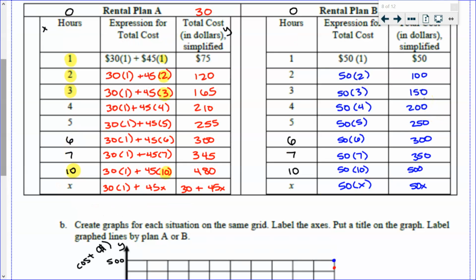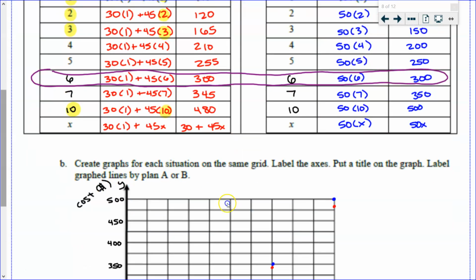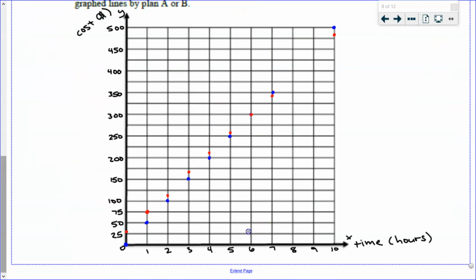We saw something interesting, if you noticed, that at 6 hours with rental plan A, that's going to be 300, and 6 hours rental plan B, they're both going to be 300. So what did we see happen on our graph when we were plotting those points? You see how I have a red and a blue overlapped there? Yeah, because both of them are the same.